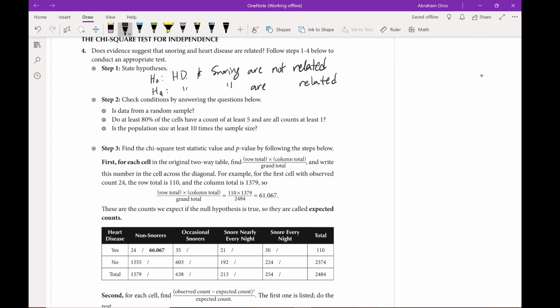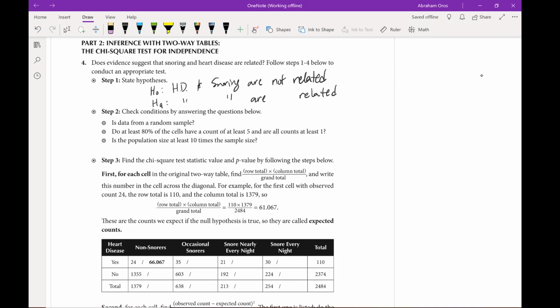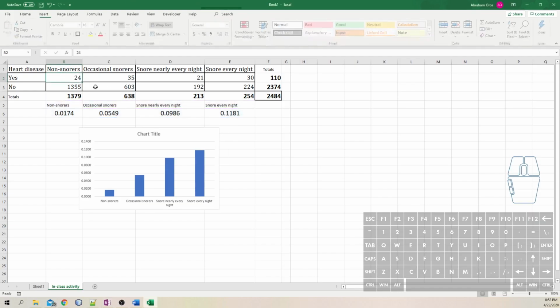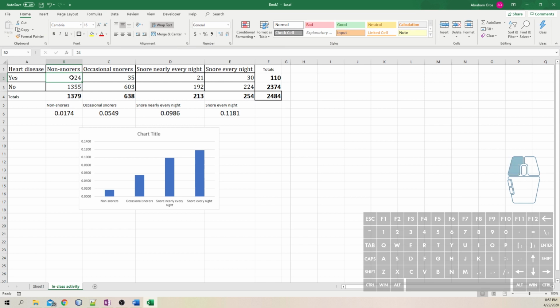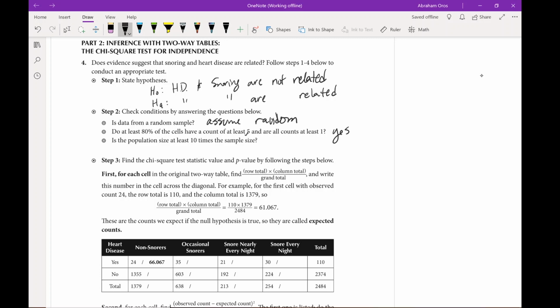Okay. Step 2, check conditions by answering the questions below. Is the data from a random sample? Well, I don't think it tells us exactly, so we're going to say assume random. Do at least 80% of the cells have a count of at least 5? And we look at the count. I'll go over here to Excel, look at that real quick. Every one of these cells looks like it has a count of at least 5. So yes, yes. Is the population size at least 10 times the sample size? I would say yes also, right? If we think about all the people who have heart disease, whether they snore or don't snore, all that stuff.